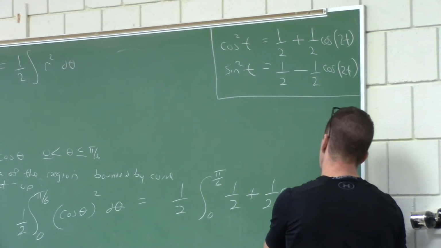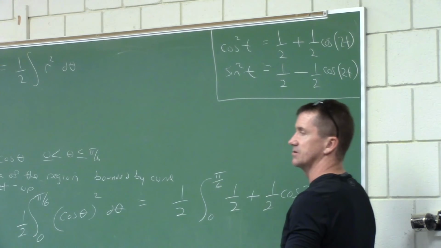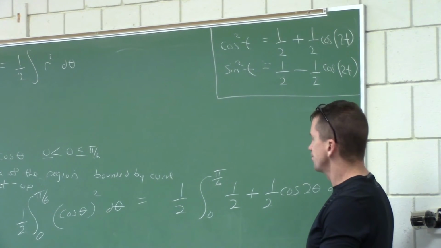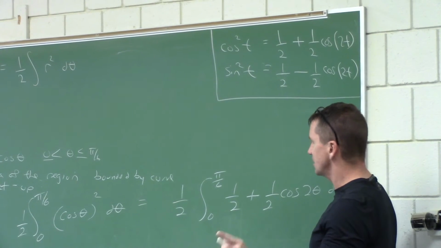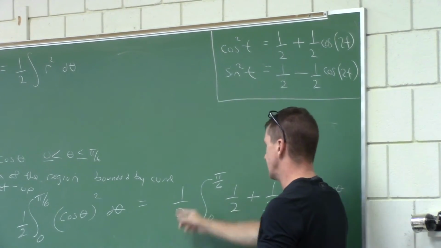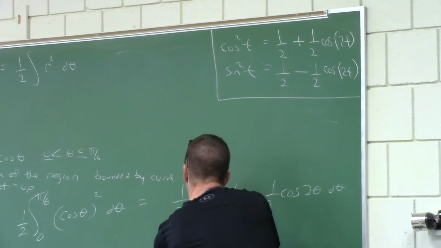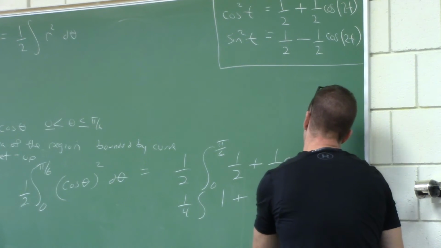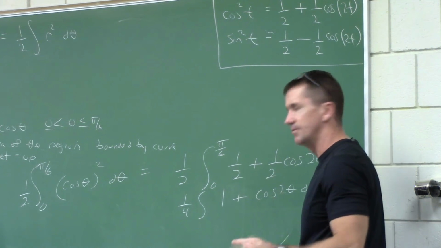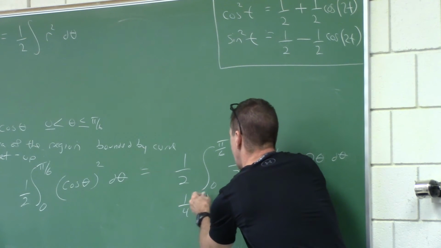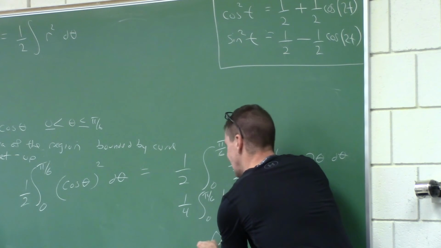You agree? But how would you do this integral? Any suggestions? Take out the 1/2. That's a good idea. Take out the half, back out a half. Well, what's a half times a half? 1/4. Alright. Now one of these involves a u sub. That one doesn't. What's the integral of 1? That's just theta, right?